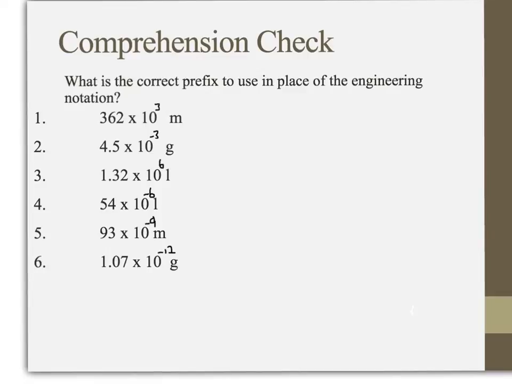So let's look at a few examples. What you're asked to do here is to replace the engineering notation, so the power of 10 here, with a prefix. So essentially getting rid of 10 to the 3 and just having 362 with a prefix. So if you'd like, you could pause the video and try to do these on your own, and then we'll go over them.